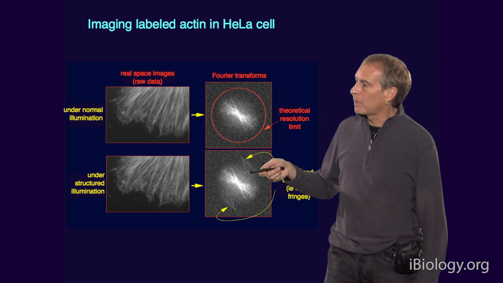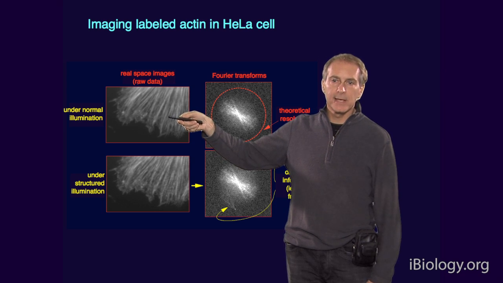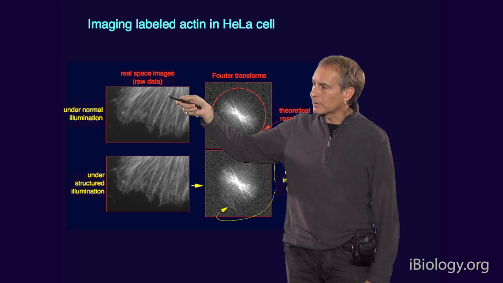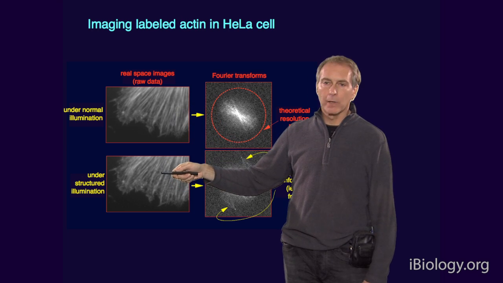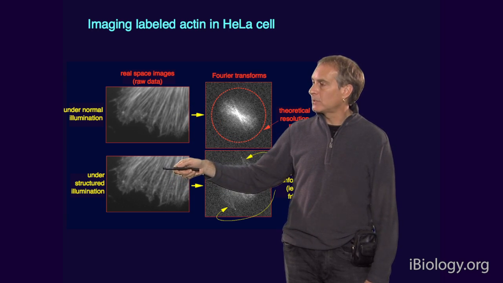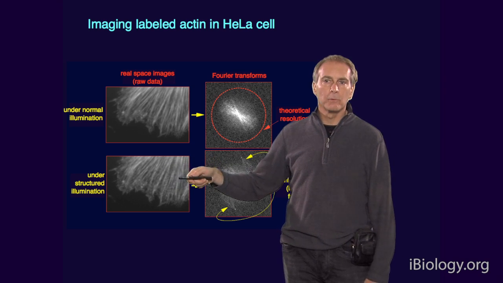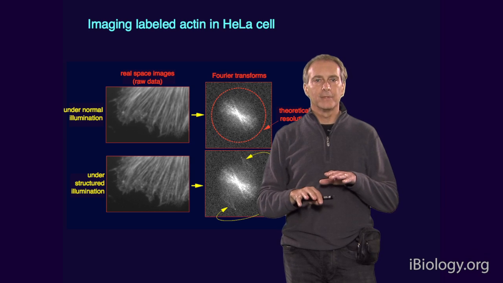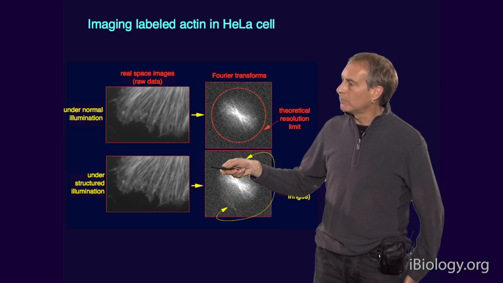And so by way of example, here's a fluorescent actin stained HeLa cell. You can see all the stress fibers in the cell under normal illumination. Down here is where we illuminate with one of the structured illumination patterns. If you look very closely, you can see little stripy patterns along the sample, which is essentially an interference of the diffraction grating with the actin filament structure.